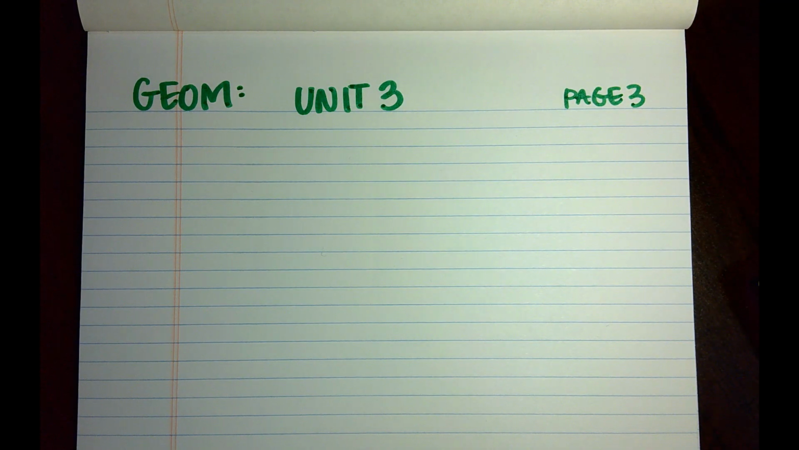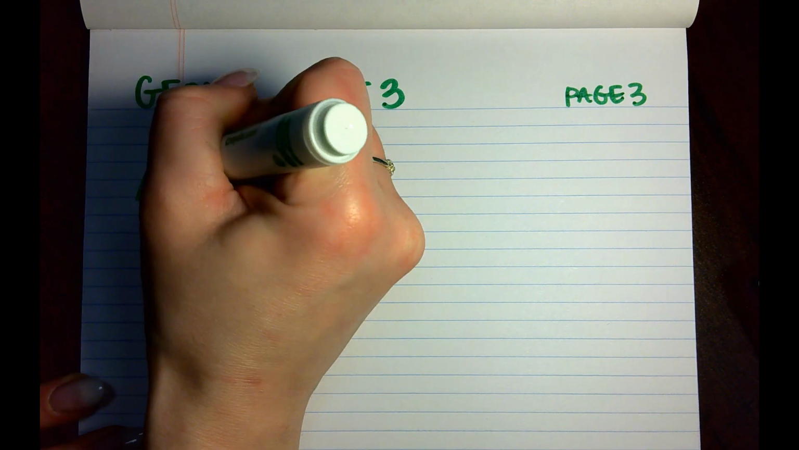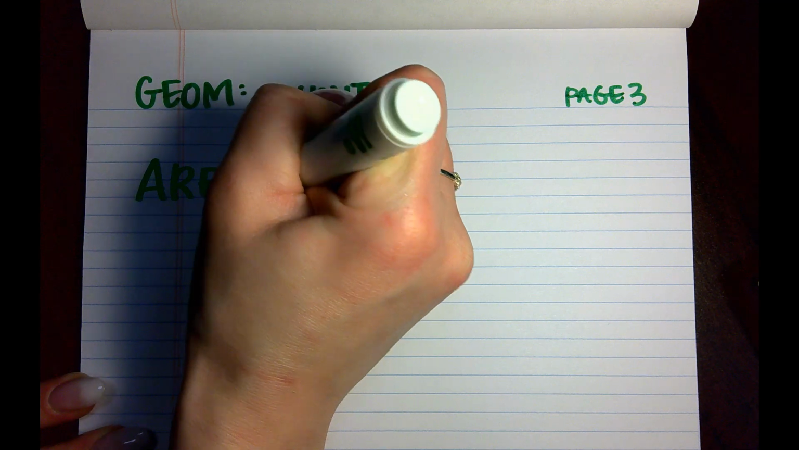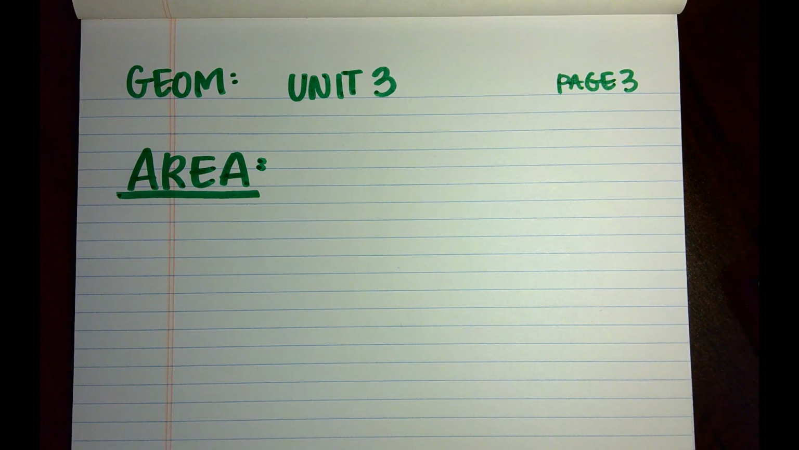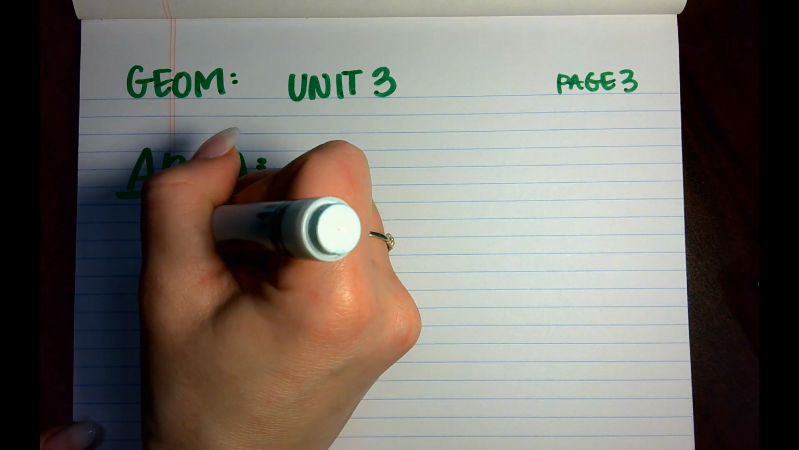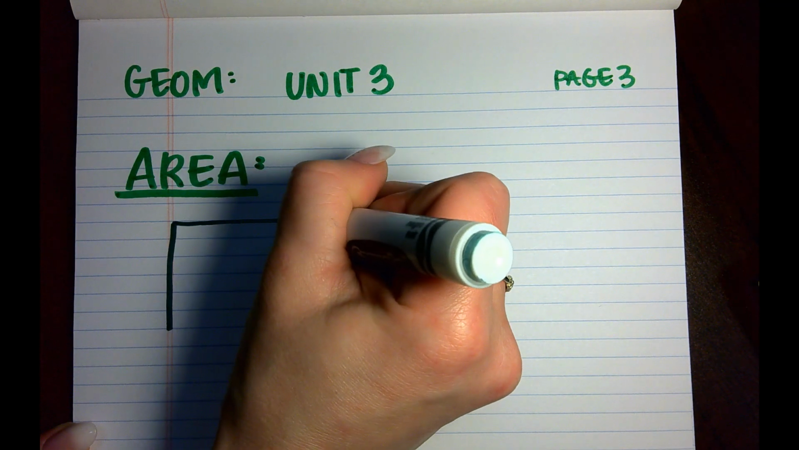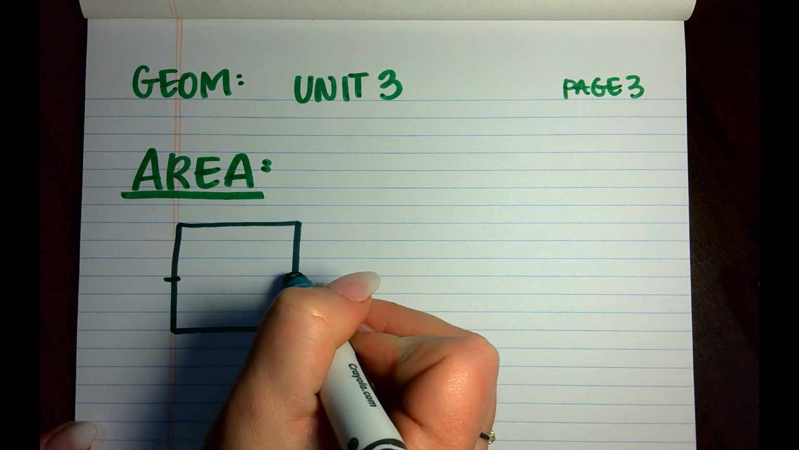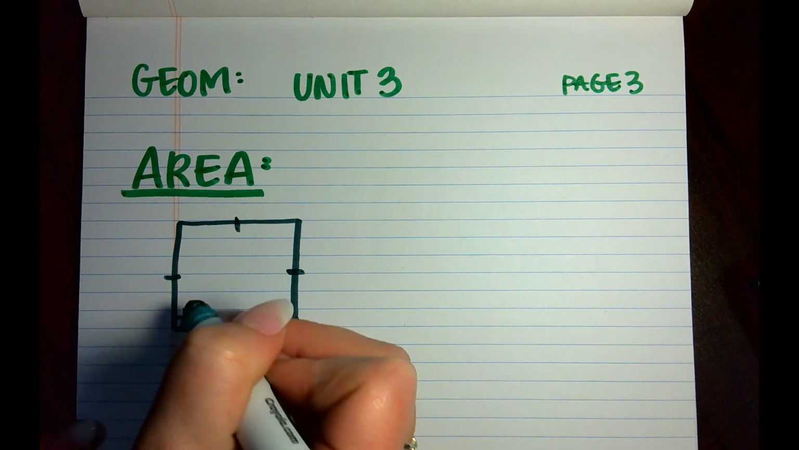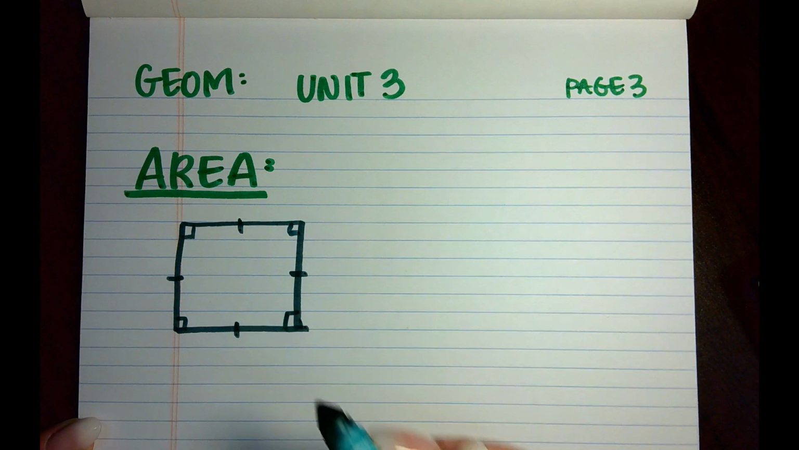Page 3, and I will give a title later. So, area. Not the distance around, but the space inside of a shape. Now, let's talk about how we find the area of a square. So, remember, all sides are the same in a square, and we have 4 right angles.